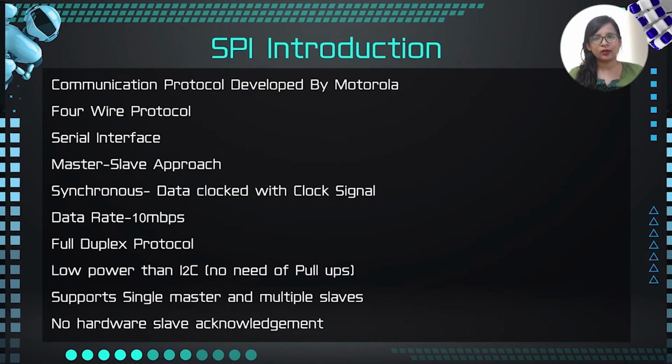There is no hardware slave acknowledgement, meaning it is not needed. In I2C, whenever data is received by the slave, it acknowledges to the master that it has received the data. But in SPI, Serial Peripheral Interface communication, this does not happen. We have no way of knowing whether the data has been received or not. We just have to make sure the data has been sent. The slave does not confirm that the data has been received, so this is considered a disadvantage of the Serial Peripheral Interface.